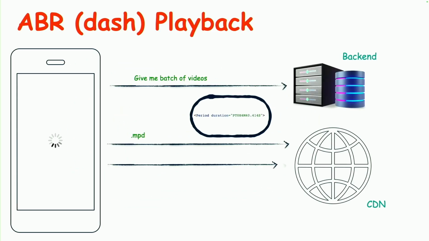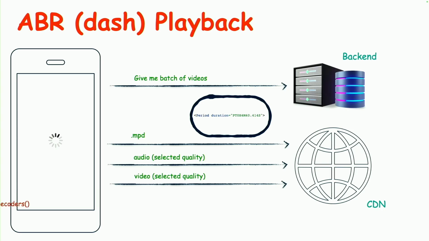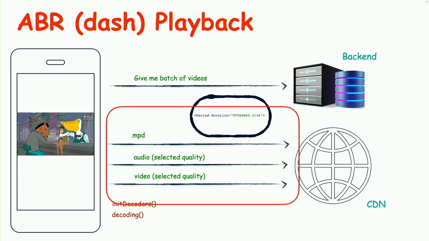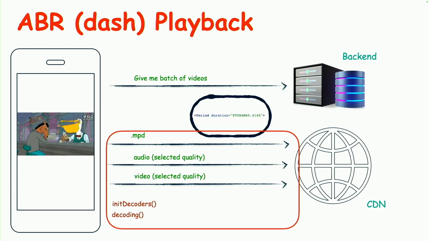Once it's downloaded, we download the audio segment, then the video segment based on some quality. It looks like we are all set to play the video, but no, we're going to initialize decoders on an Android device. Then we decode the first segments, and after this, hopefully, if I have a good network, the video is going to be able to play. So let's take a look at this part a bit deeper. What's actually happening under the hood?